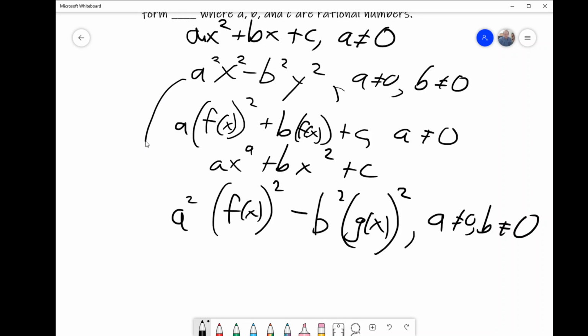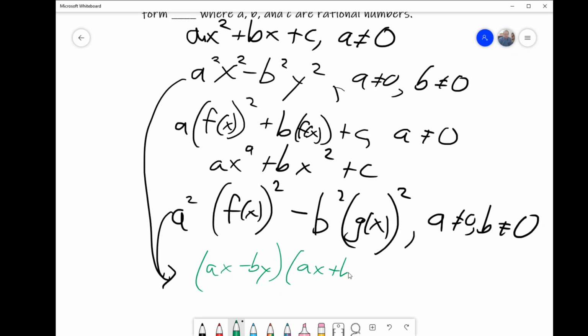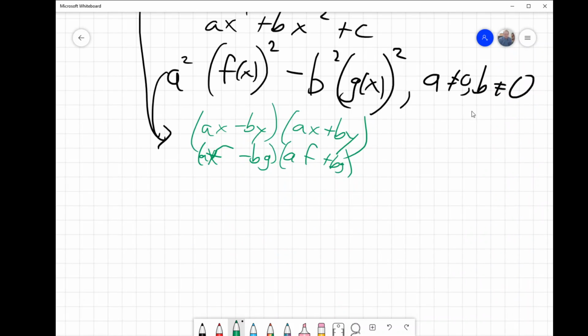Now it's the second and fourth that are going to work out nice and easily. That's the difference of perfect squares. So that's ax minus by, ax plus by, or af minus bg, af plus bg. So those ones are not too bad.